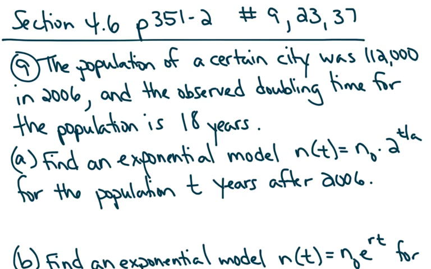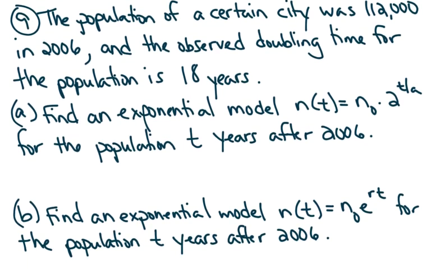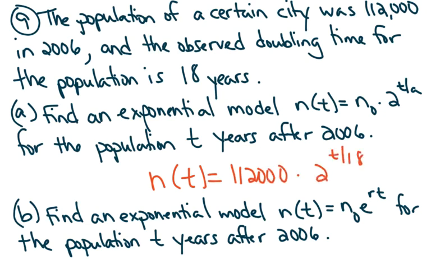From section 4.6, we had 3 problems. Number 9, the population of a certain city was 112,000 in 2006, and the observed doubling time for the population is 18 years. Find an exponential model, N of t is equal to N naught times 2 to the t over a, for the population t years after 2006. So the population is going to be 112,000 times 2 to the t over 18.